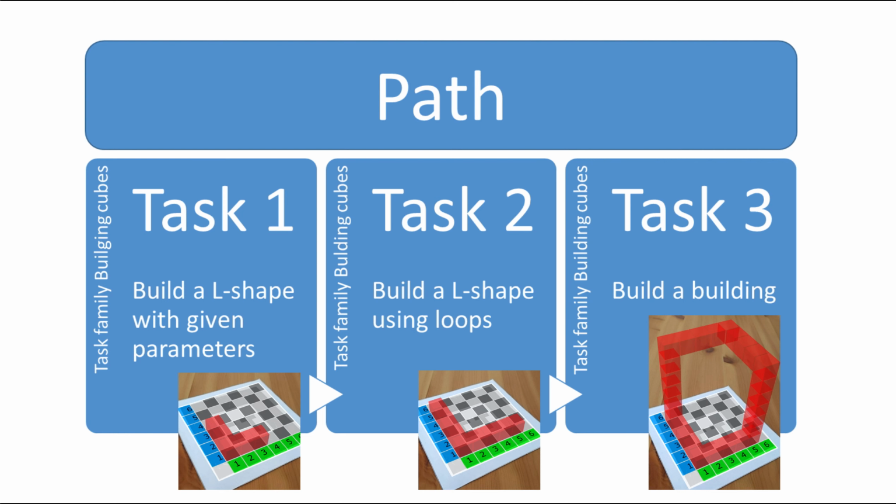A path consists of a sequence of tasks. These tasks are problems that students can solve at their own individual pace in the app. Each task is based on a task template of some specific type that we call a scenario and belongs to a task family. There are 8 task families and each family has a variety of templates that are called scenarios. The tasks in the ice-breaking path were from the task family building cubes and scenarios L-shape and building.